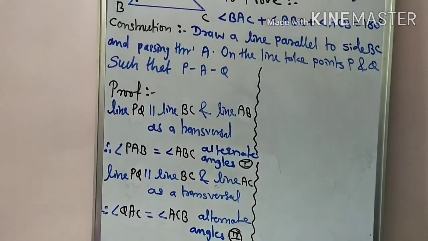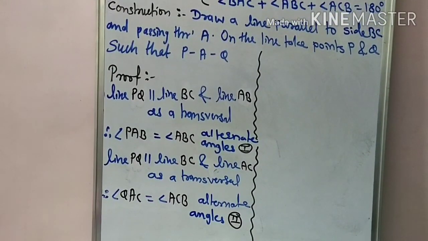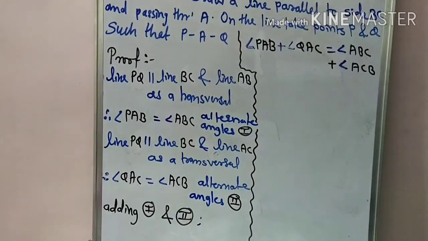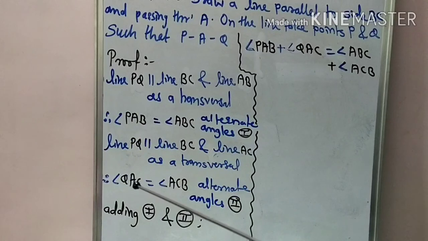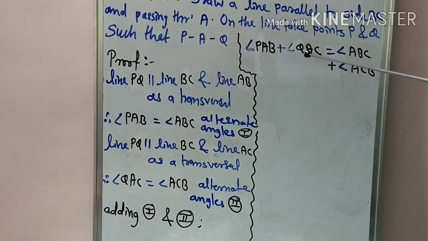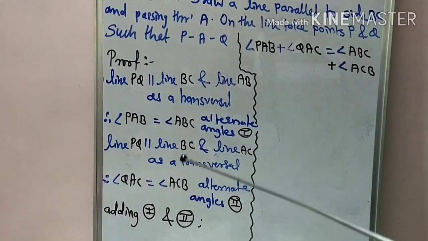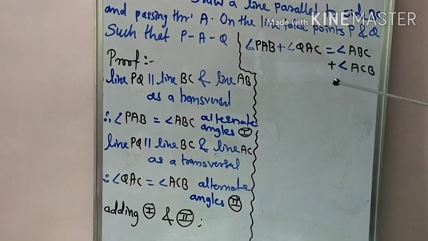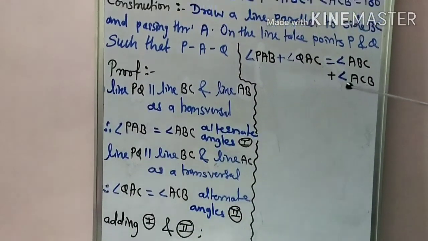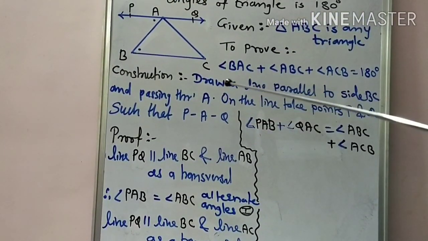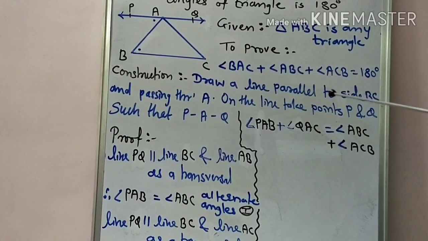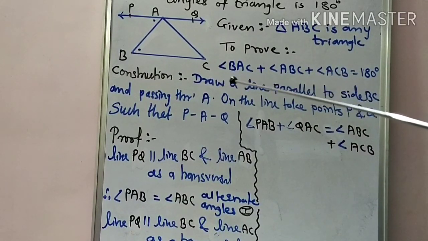So take the addition of the first and second. The left hand side addition is angle PAB plus angle QAC, equal to what? The right hand side addition is angle ABC plus angle ACB. Now, as we notice, we have to prove that the sum of these three angles is 180. On the right hand side we are getting these two angles, and one angle is missing, which is angle BAC.